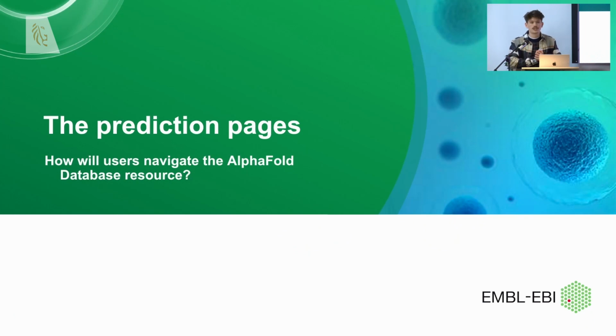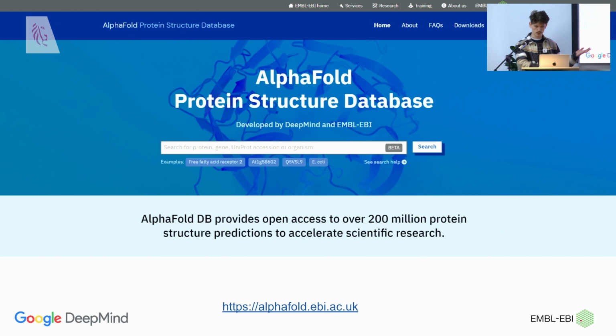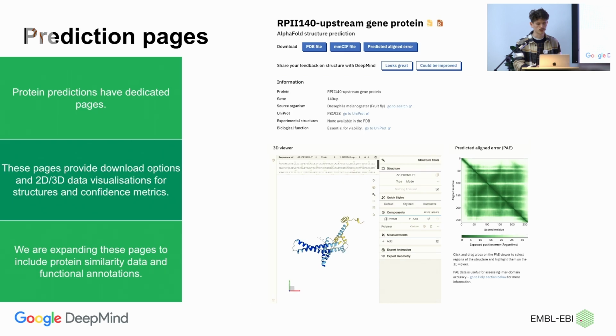Okay, so the prediction pages. We will go through from top to bottom what is already there and some of the things that we're developing now. You've probably seen this already. This is the main homepage for AlphaFold DB. Here you would search with your protein of interest or UniProt accession that you want to explore.